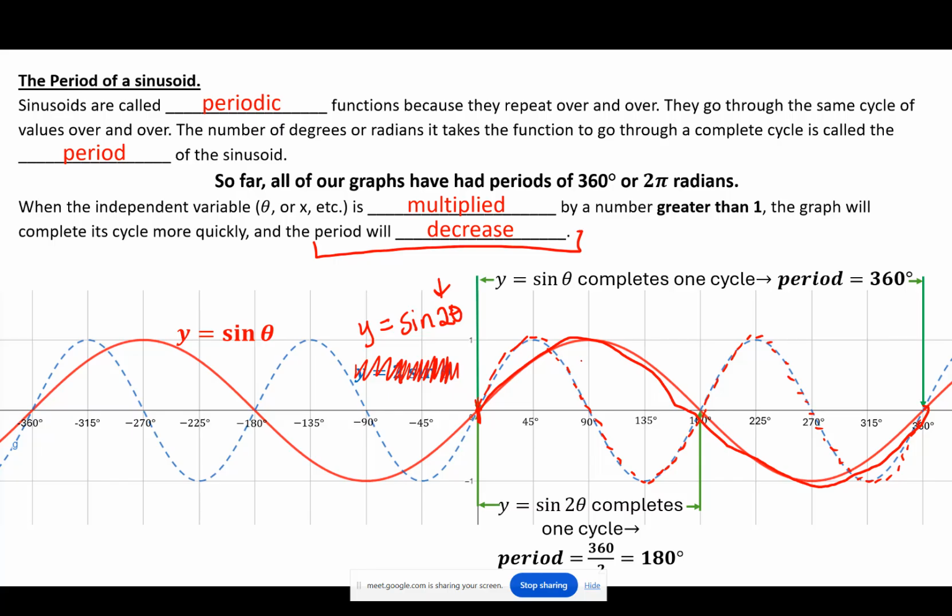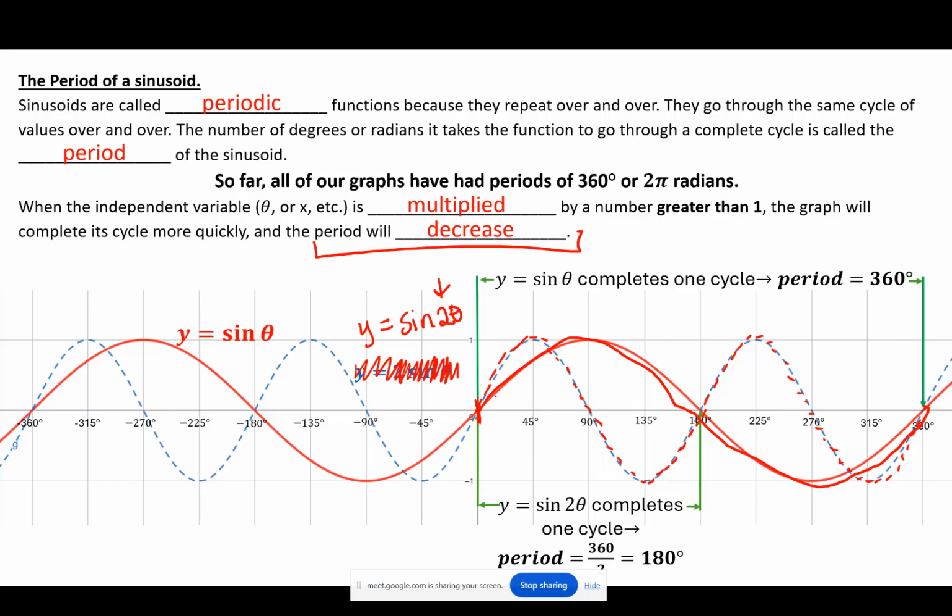So when you multiply your theta or your x by a value greater than 1, 2, 3, 4, 5, 6, whatever, your period is going to decrease. The graph will complete a cycle more quickly, and therefore it will complete one cycle in less than 360 degrees.